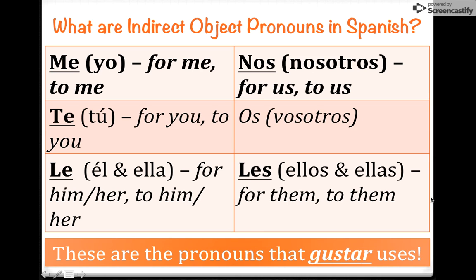And remember that these pronouns can be used just like with the verb gustar. So whenever you express that you like something, you can say me gusta, te gusta, le gusta. So you just add these pronouns before the gustar, drop the R, and then say what you like. If it's plural, you'll have to add an N after the A in gusta.